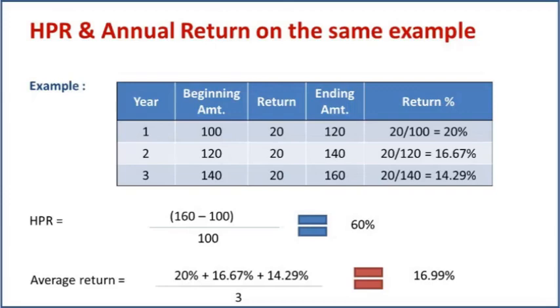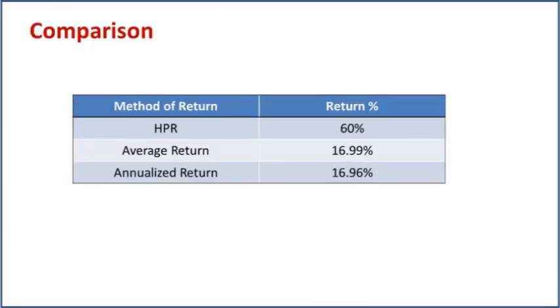Using the same example, we will now calculate holding period return and average return. The holding period return is equal to 60%. It is 160 minus 100 divided by 100. 160 is the ending value and rupees 100 is the original amount of investment. Average return is simply the simple average of 20%, 16.67% and 14.29% divided by 3, which equals 16.99%.